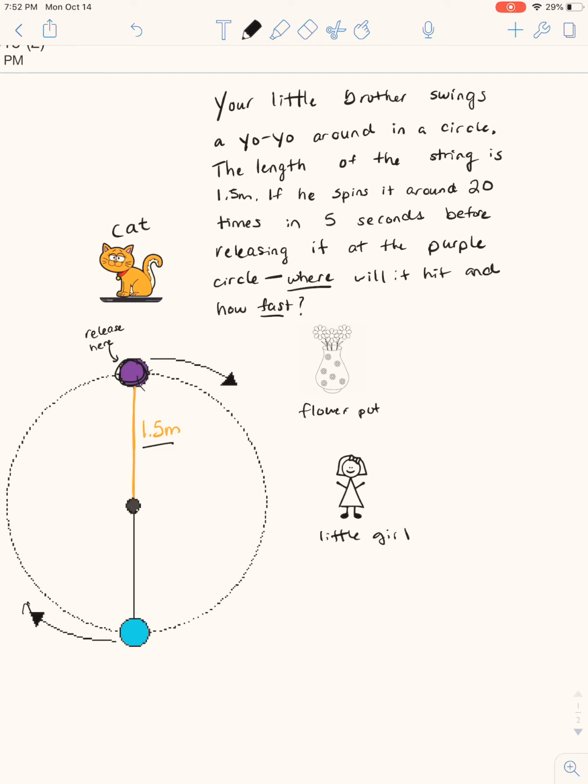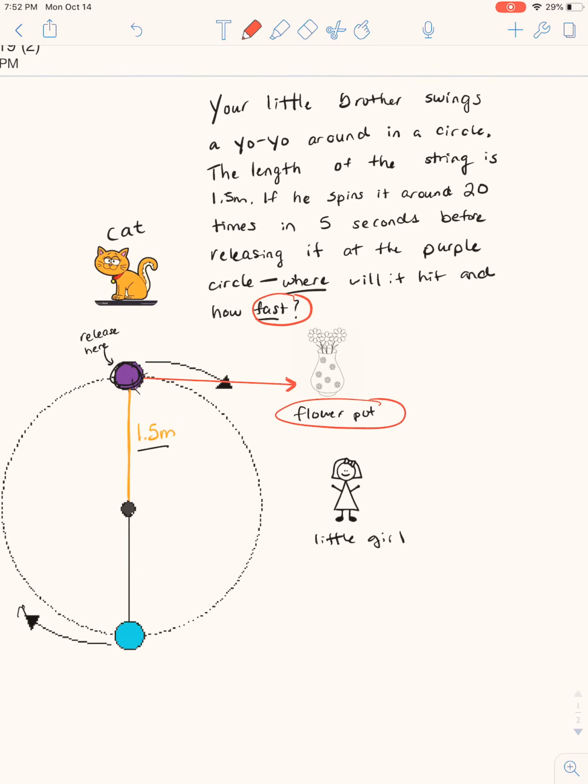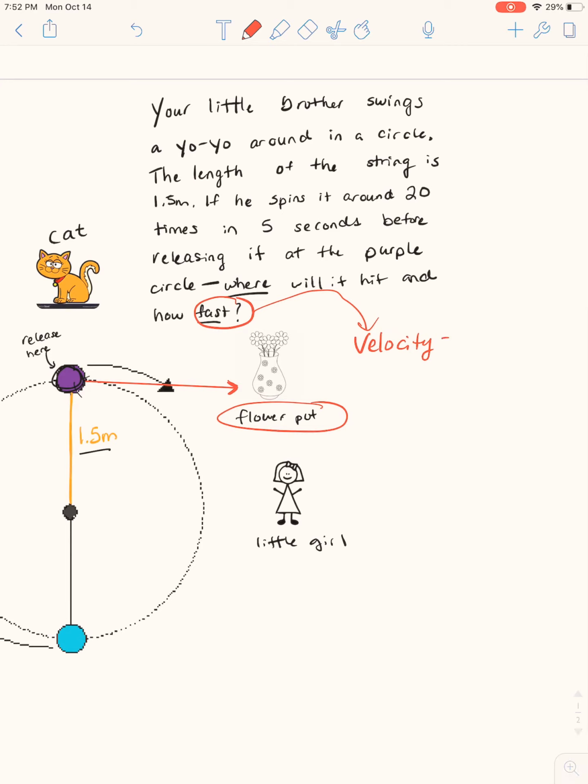All right, now that you've had a chance to think about it, the correct answer is, to figure this out, you just draw a straight line from where he released it. It's always going to go that direction. So it's going to hit the flower pot. And the second part of the question is how fast. The physics way to say how fast is called, you guessed it, velocity. Velocity is always going to be change in position over change in time.